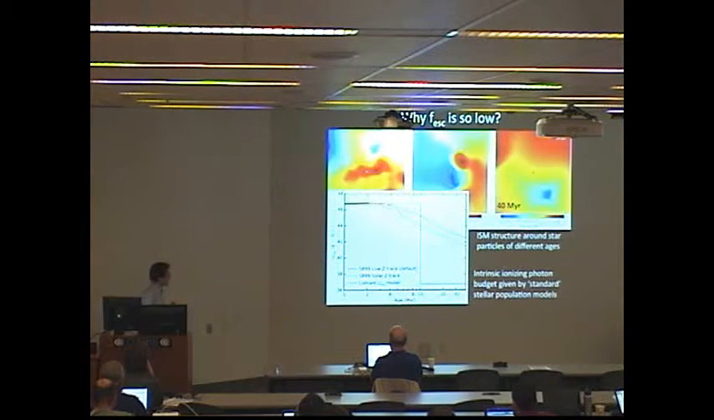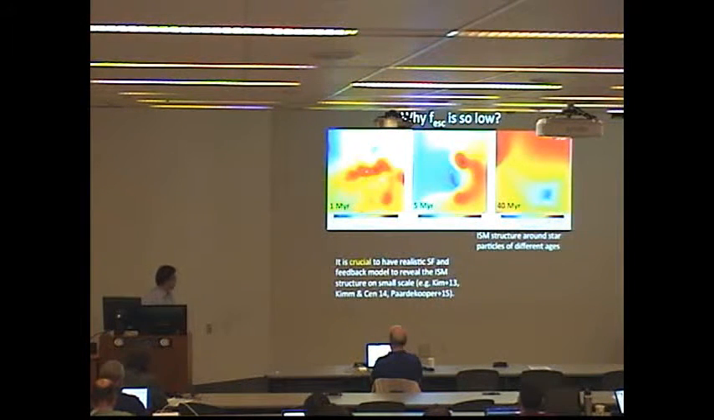But if you look at the ionizing photon budget from standard stellar population models given by Starburst99, 3 or 4 million years is roughly the time scale when the ionizing photons produced by the stellar population start to decrease. So that is the explanation for why we get a low escape fraction from our simulations. From this, I should emphasize it is crucial to have realistic star formation and feedback models to see how the ISM structure changes.